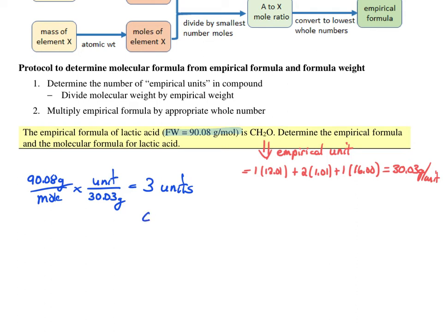So we can take our empirical formula, multiply each of these subscripts by 3, because there's 3 units, and each unit has 1 carbon, 2 hydrogens, 1 oxygen. And we do this multiplication to get C3H6O3 as our chemical formula, or our molecular formula. Same thing.